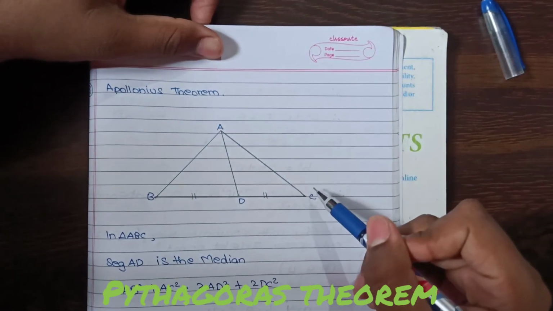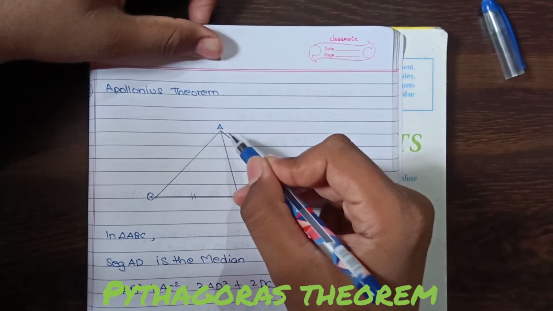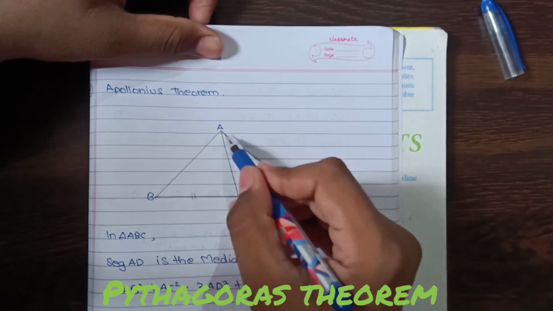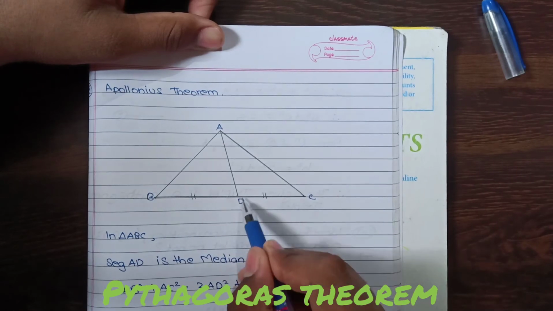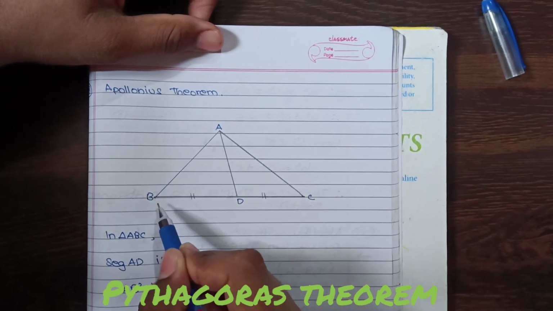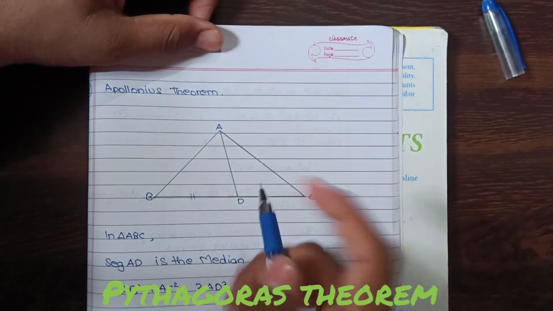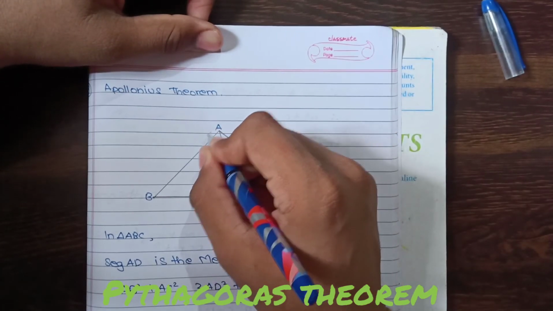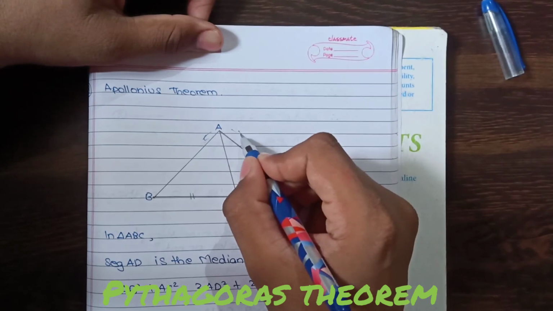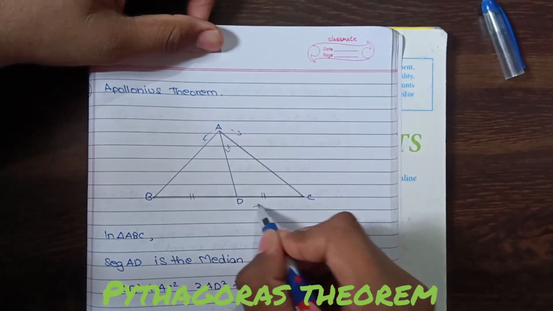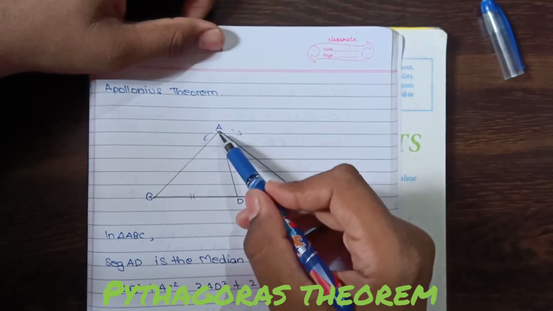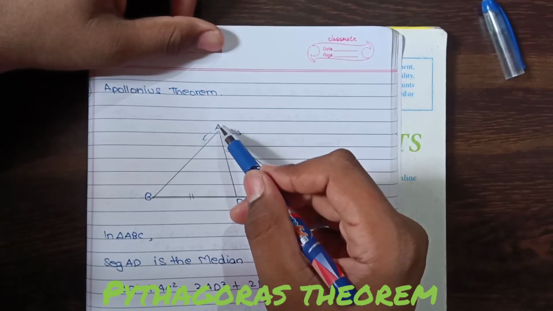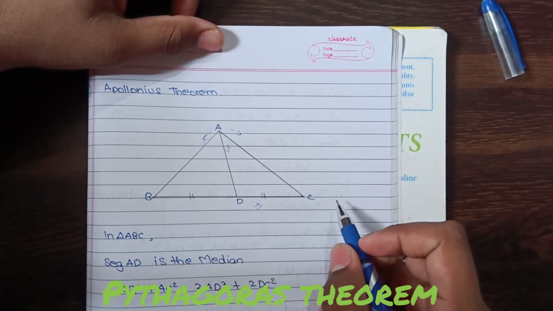So our formula: AB square plus AC square equals twice AD square plus twice DC square, or you can also take BD square, but I have taken DC square as both the measures are same. So again see, first this side, then this side, then this side, and then this or this, whichever you want. So AB square plus AC square equals twice AD square plus twice DC square.